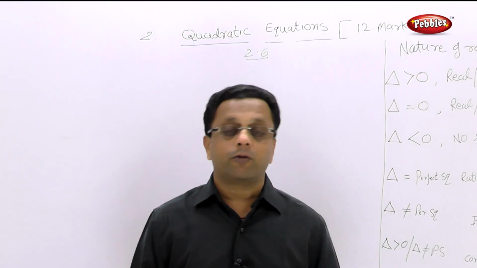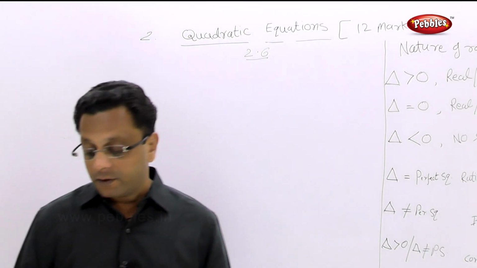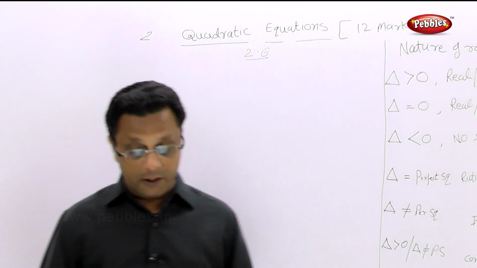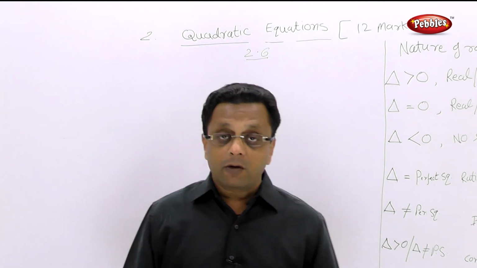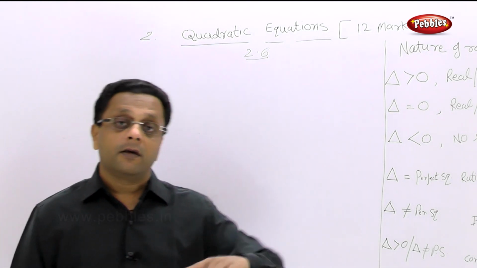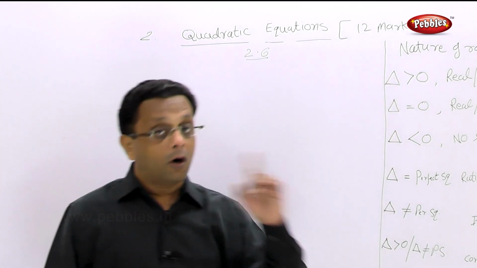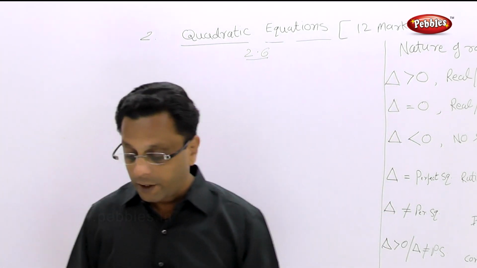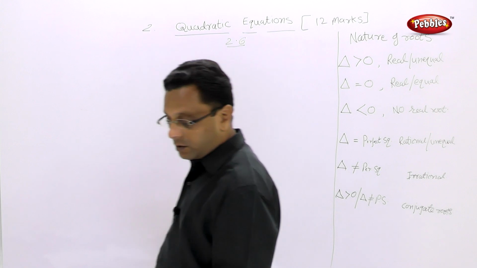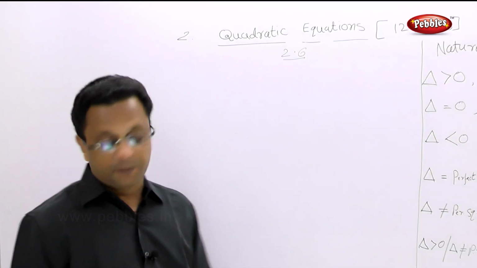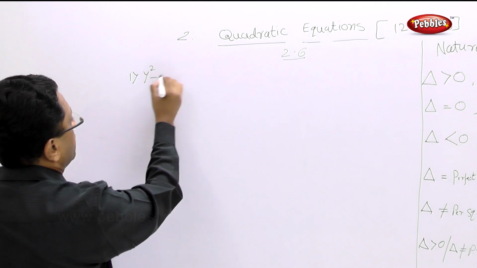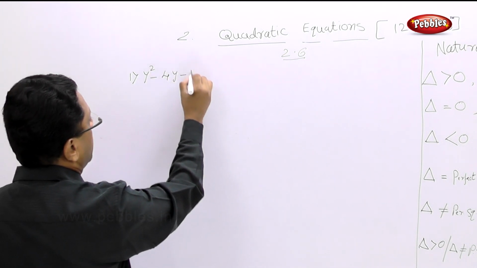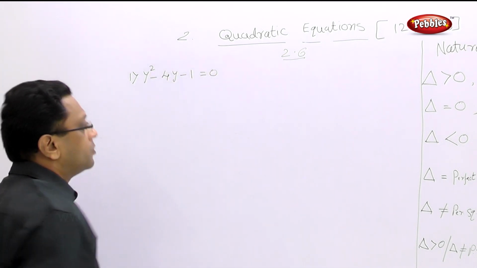Question number 2 from 2.6 is: determine the nature of the roots of the following equations from their discriminants. Now we have to find the discriminant and determine the nature of roots also. Both we have to do. Let us check the first example: y square minus 4y minus 1 equal to 0.